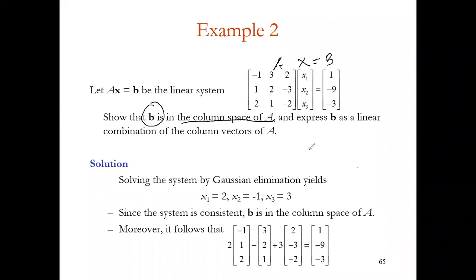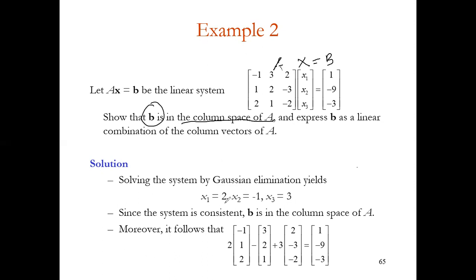If we want to know whether b is in the column space of A or not, we need to express b as a linear combination of the column vectors of A. So you need to find x. You can use Gaussian elimination or other strategies, and you find x1 equals 2, x2 equals -1, and x3 equals 3.